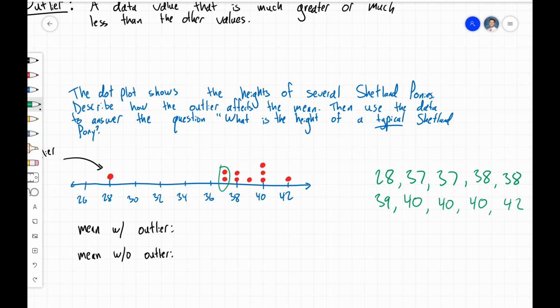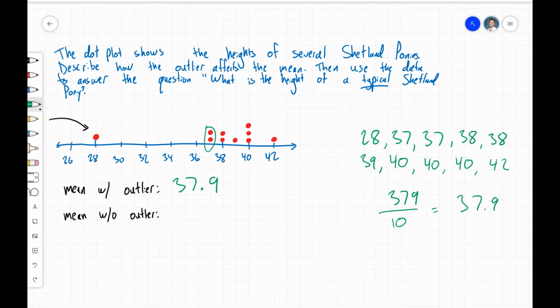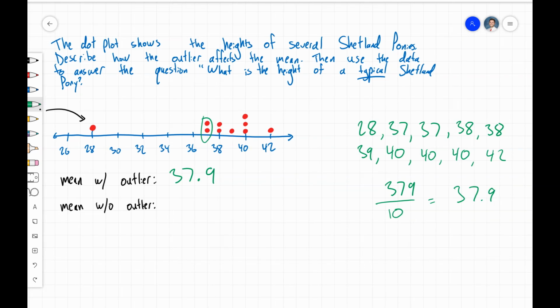When we add all of these together, we get 379. And if we divide 379 by 10, we would get 37.9. So our average height here for our Shetland ponies, when we include the outlier, is 37.9. Now, if we were to calculate this without the outlier, we will get a different result. This time, we won't include that 28. So we would take the 37, 37, 38, 38, 39, 40, 40, 40, 42, add all of those together, and then divide by 9 since we're only including 9 values here.